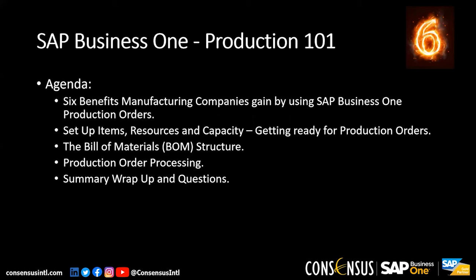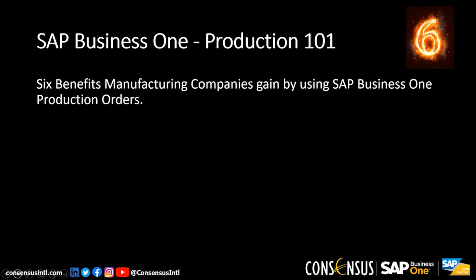Then we're going to focus on our production order processing itself, which is the creation of the production order, the release, the material issues, and the report completion for that higher level parent item, whether it be a subassembly or finished goods. And then we're going to cover a brief summary wrap up and open things up for questions. So let's get started. Let's cover our 6 benefits to manufacturing companies.